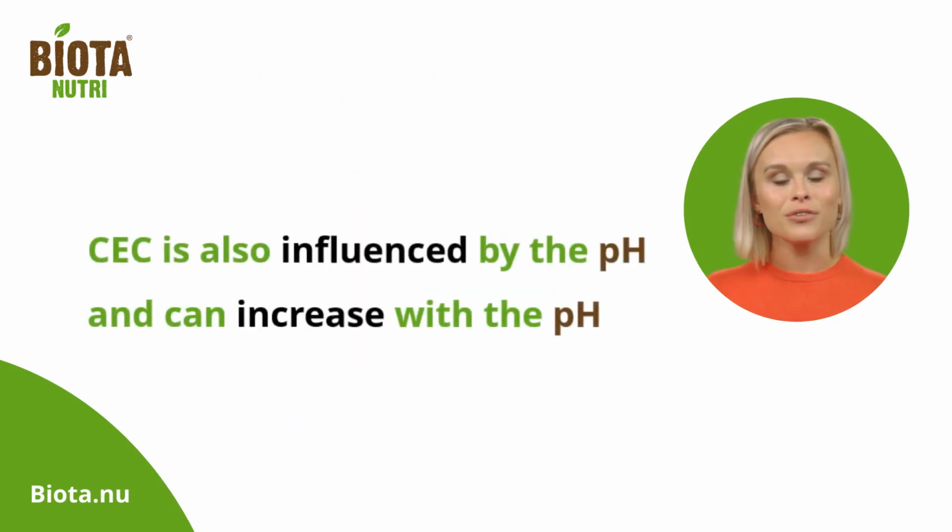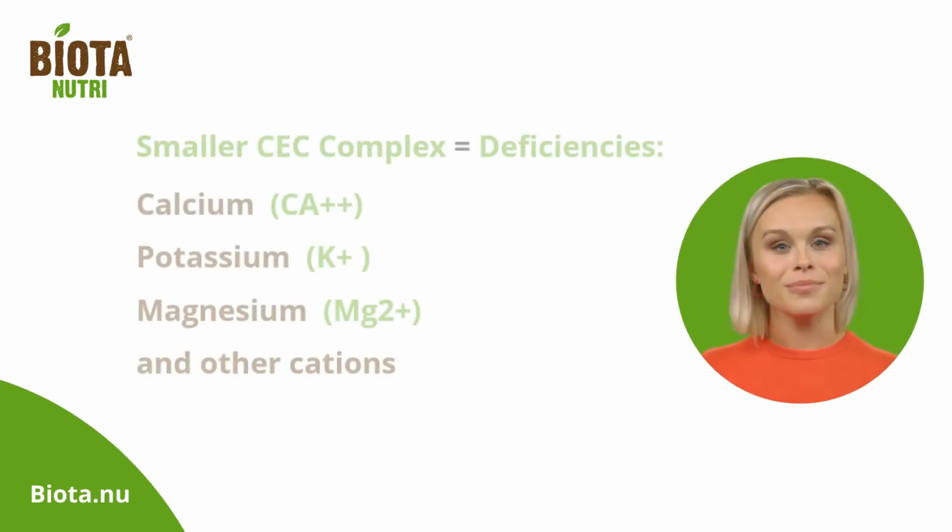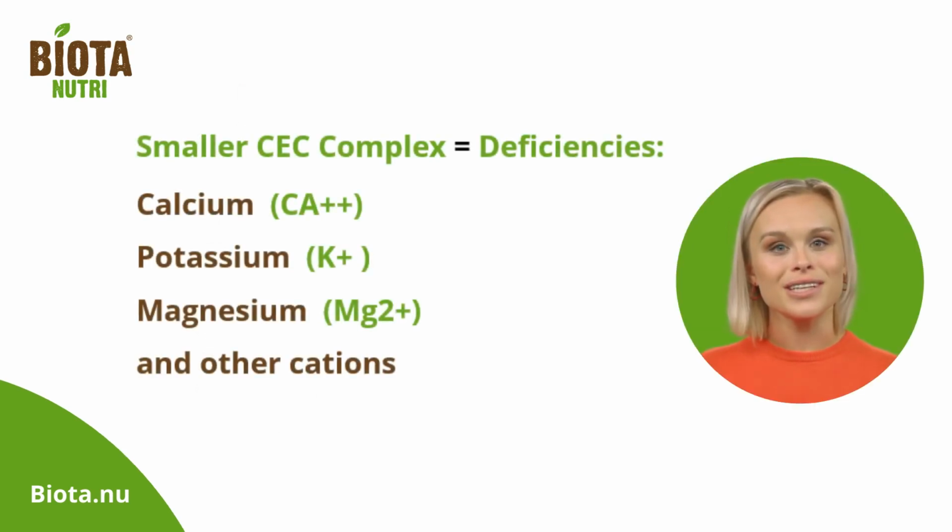CEC is also influenced by pH, as CEC tends to increase with the pH. So besides the size of the CEC, the composition plays an important role in the oxygen and water management of the soil. Soils with a smaller CEC complex are more likely to develop deficiencies in calcium, potassium, magnesium, and other cations, while larger CEC soils are less susceptible to leaching.